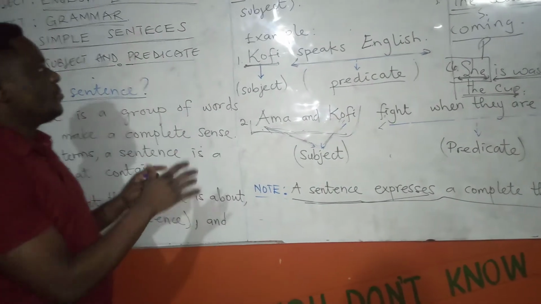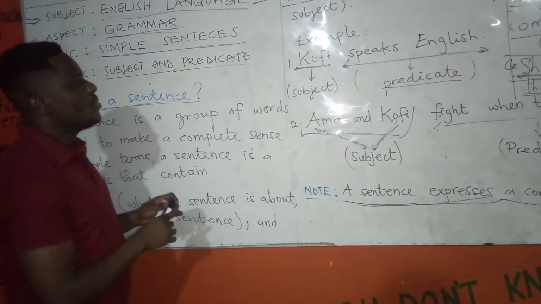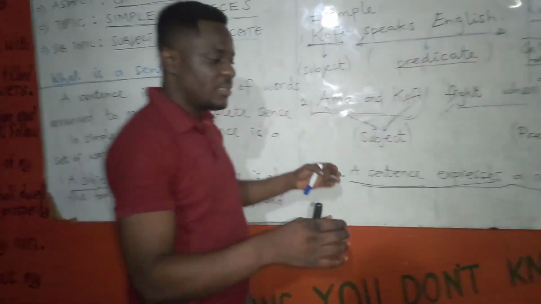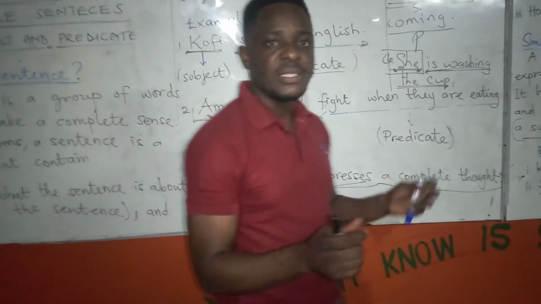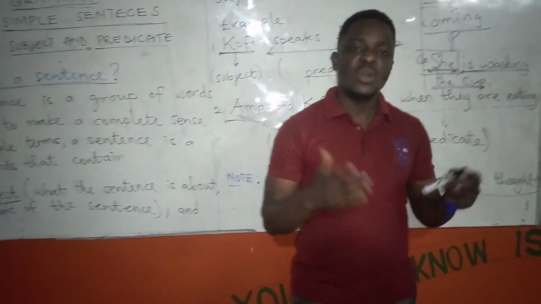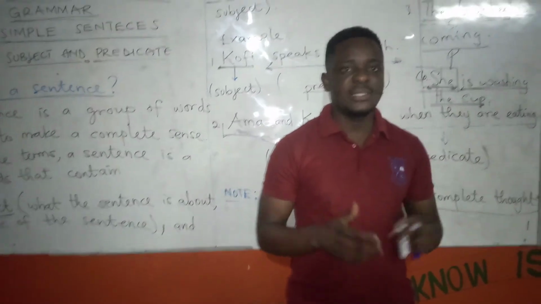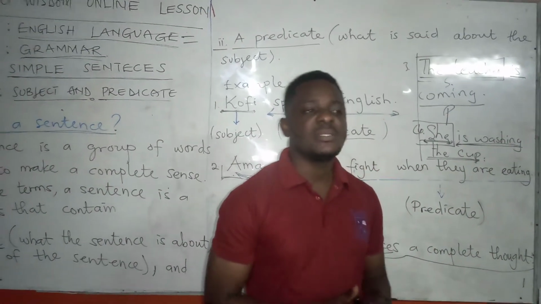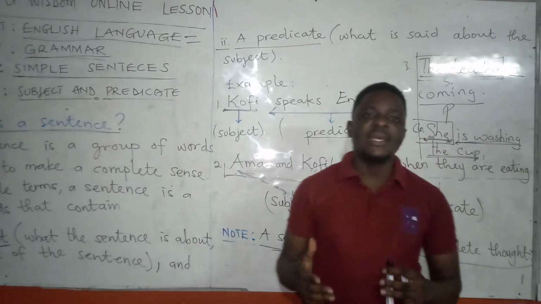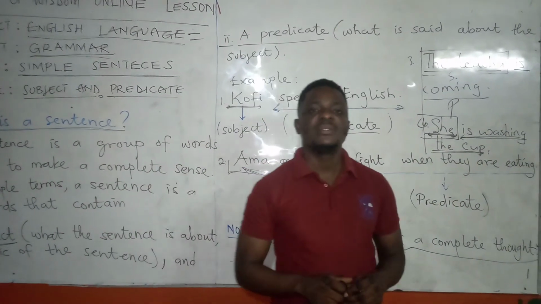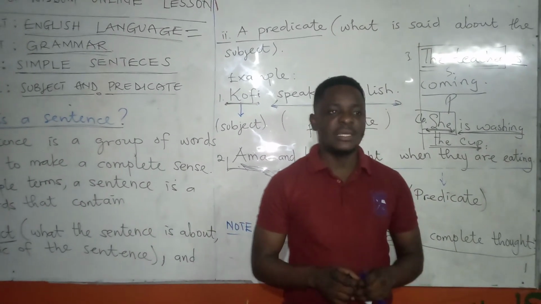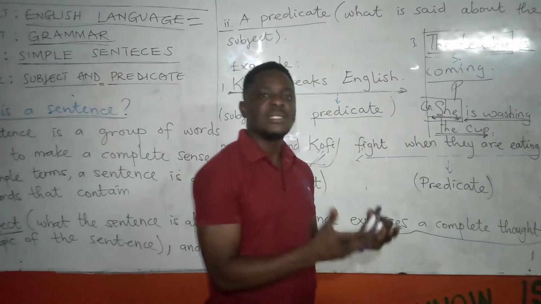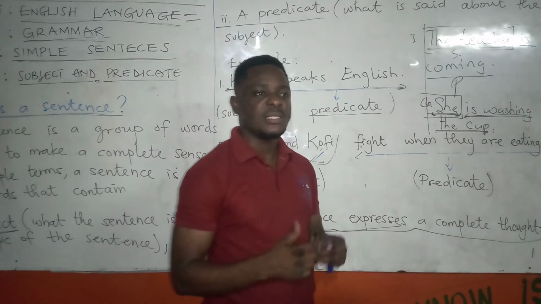A quick recap of what I have just stated. A sentence is a group of words arranged to make a complete thought. Like I said, a sentence should have a subject and a predicate. The subject is the doer of the action, and the predicate is the aspect of the sentence that speaks about the subject.